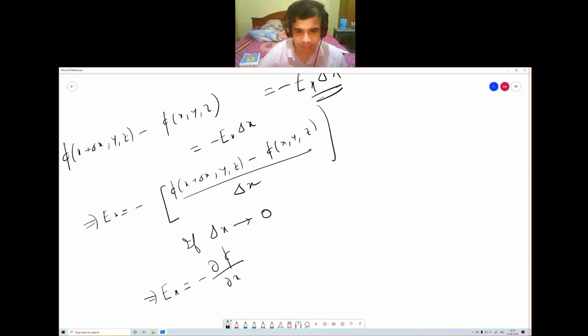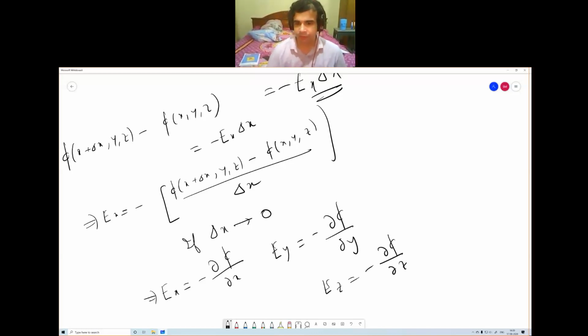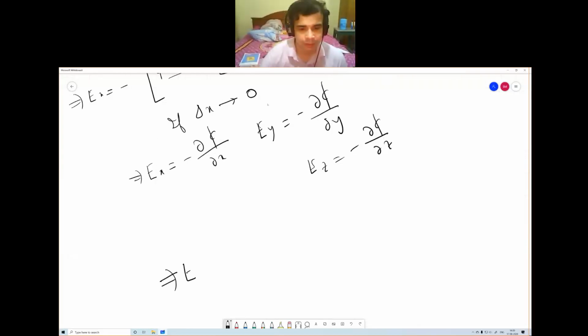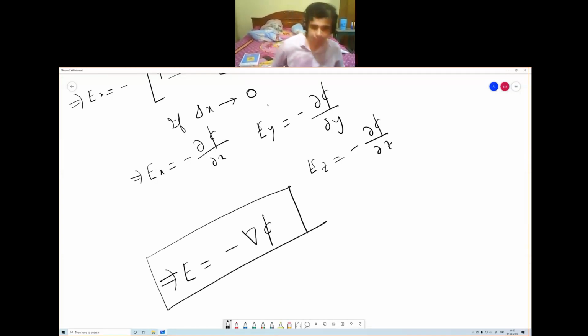Similarly, we can write Ey equal to minus del phi by del y, and Ez equal to minus del phi by del z. Agreed? Similar logic we can use. Okay. So now we can come to what Arpit had said: negative gradient of phi. Is it okay? Right?